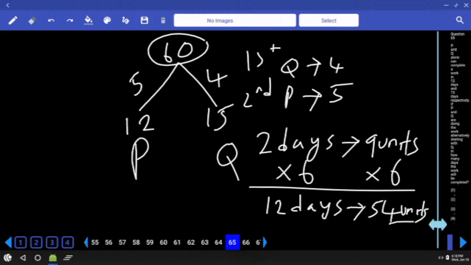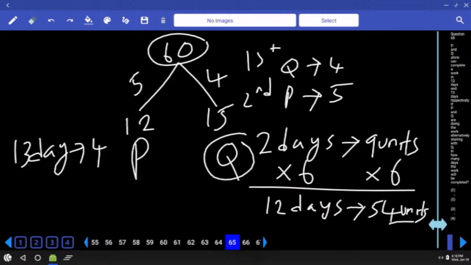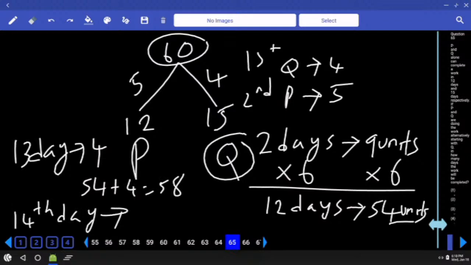Now, who starts the work on the 13th day? Q. Yes or no? That is 4 units. That means how much work is done? 54 plus 4, 58. On the 14th day, who should start now? P. How many units does he have to complete?